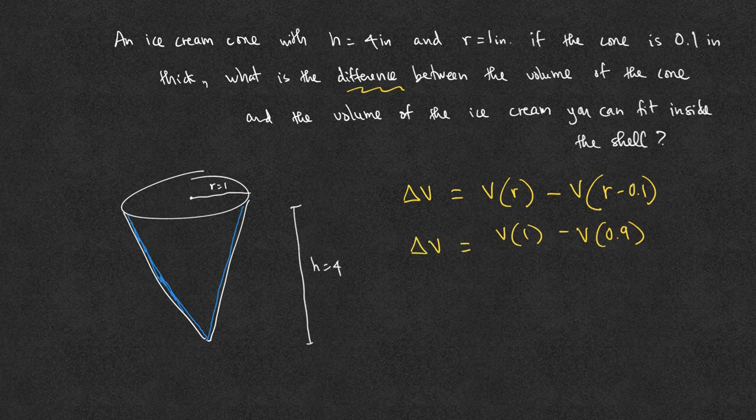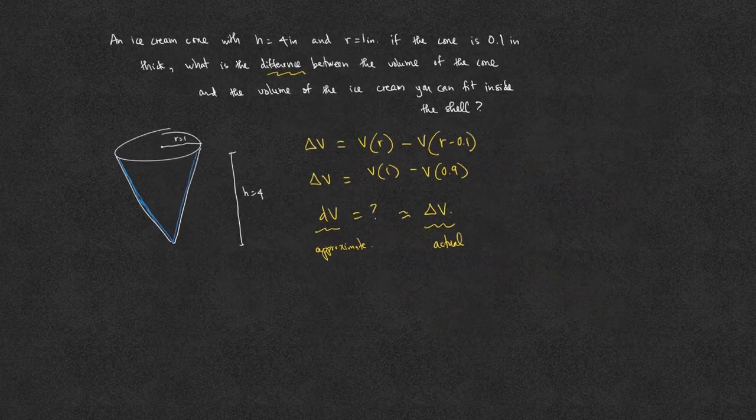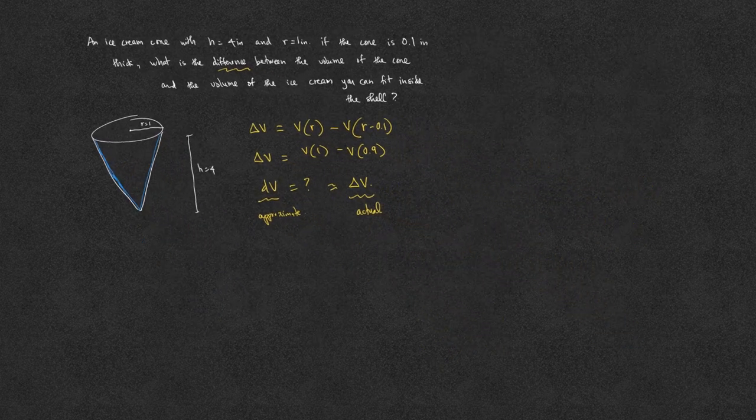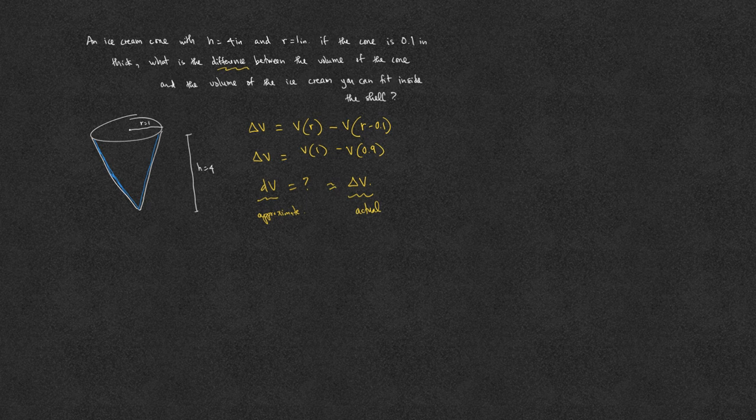But we are not going to compute the actual volume. We will estimate the difference volume, which is dV. We're looking for dV to estimate delta V. Delta V is the actual difference and dV is the approximate. This is the estimate of the difference. dy estimates delta y. And so to have dy or dV in this case, we start out with the volume.